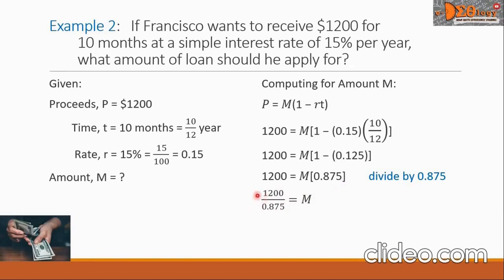Using our calculator, we will get this 1,200 divided by 0.875. We will get this 1,371.43. This is our M. This is the amount of loan that Francisco should apply for. Let us affix our dollar sign, and then let us copy this value opposite amount M on this side.